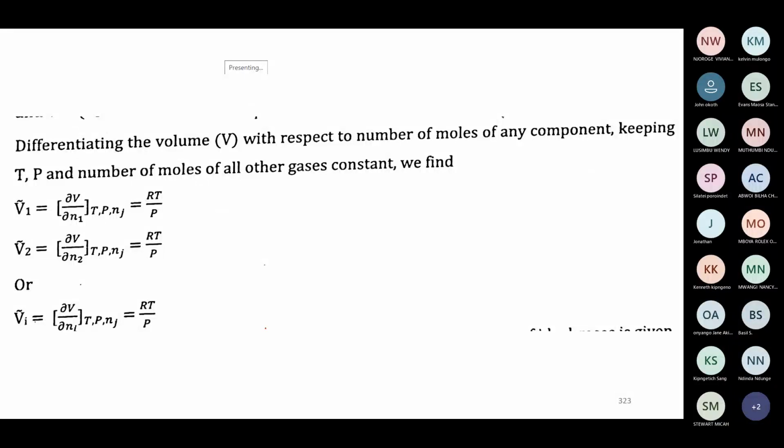So when you differentiate the volume with respect to the number of moles of any component, keeping temperature, pressure, and the number of moles of all other gases constant, we find this. With respect to component 1, V1 equals delta V over delta N1, with temperature, pressure, and Nj constant, is going to equal RT over P.